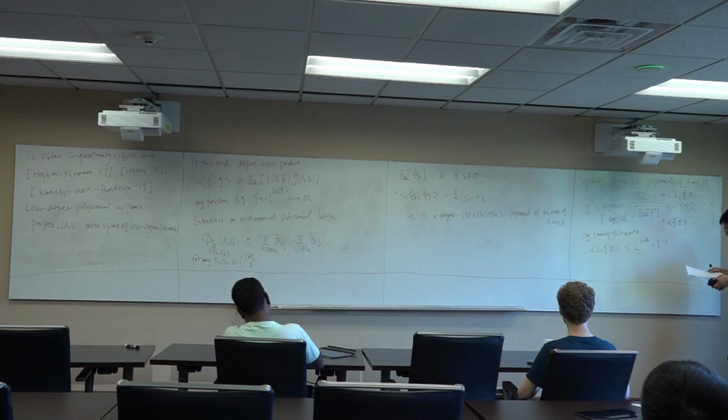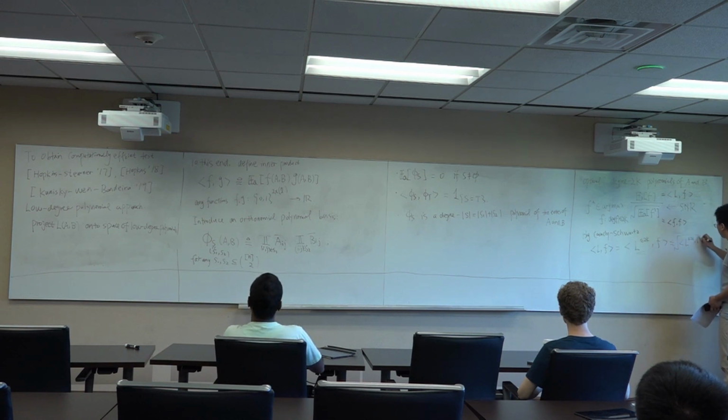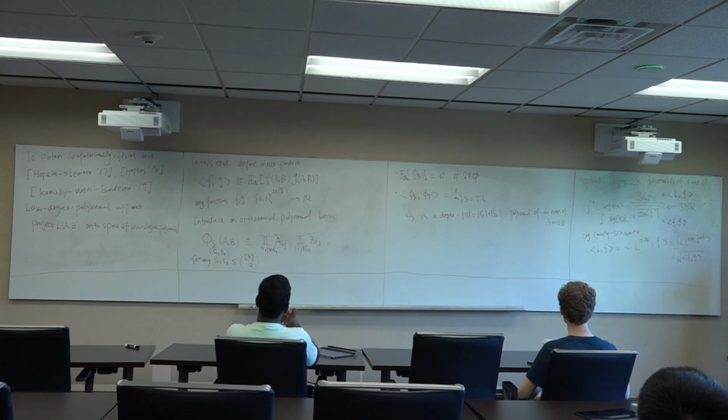Make sense? And now I can further apply a Cauchy-Schwarz inequality. So then this should be less than or equal to the inner product of this projected likelihood ratio, times the inner product of f with respect to itself, right? So this is the Cauchy-Schwarz step.